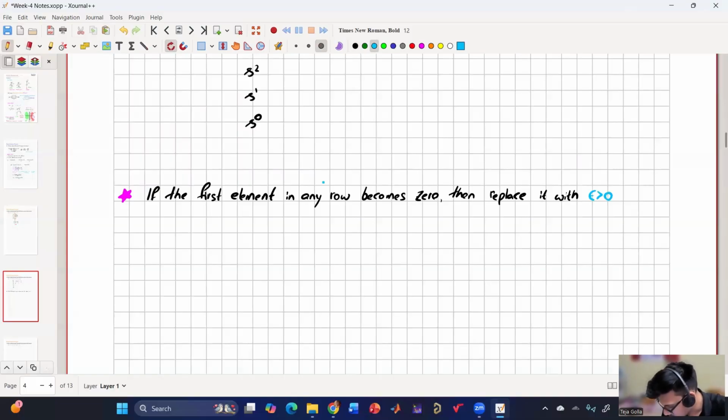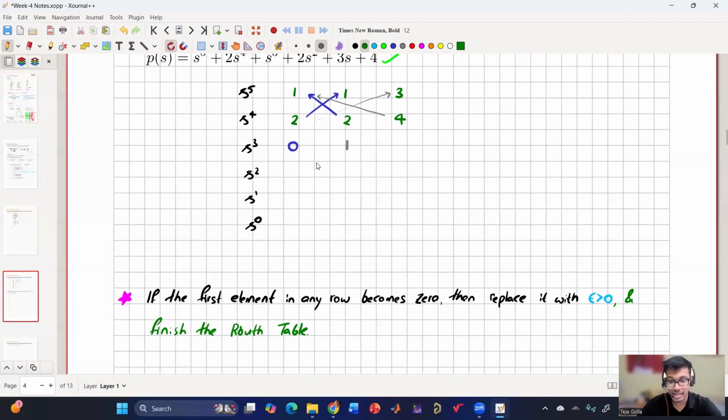Epsilon greater than zero, and finish the Routh Hurwitz table. So we'll consider it to be some small positive number and then we'll finish the table. And then we'll see if there is any row where the first element is becoming negative or not. So now I'll remove this and replace it with epsilon, which is a very small value higher than zero and it is positive. So now using epsilon, let us finish it.